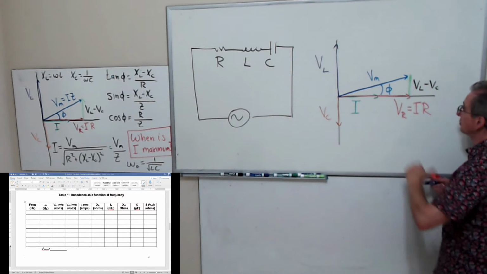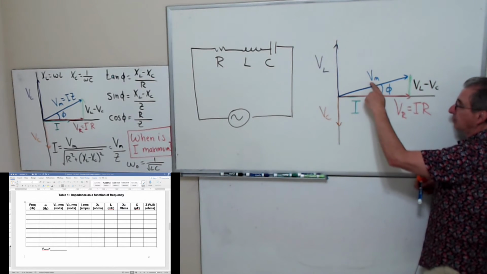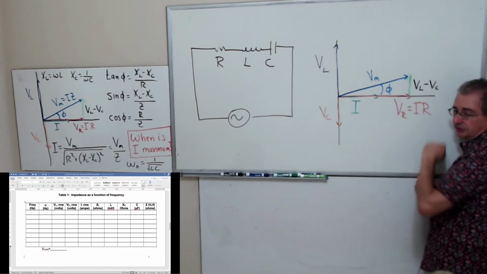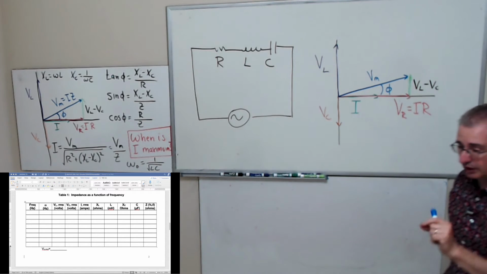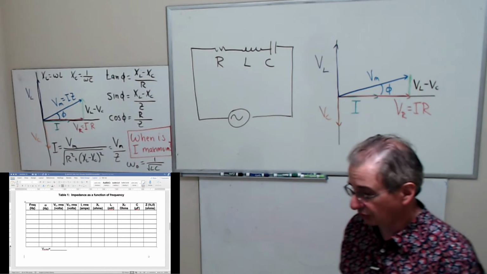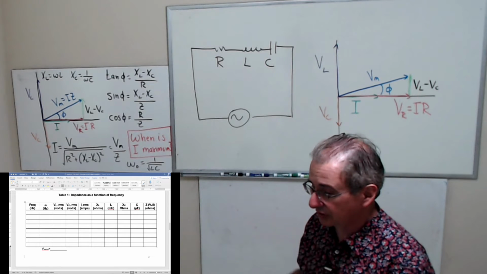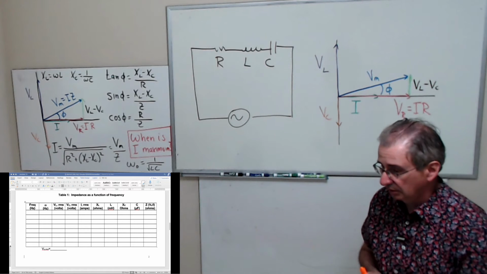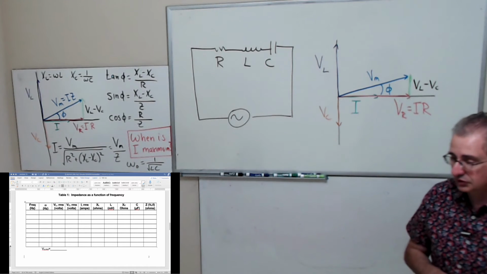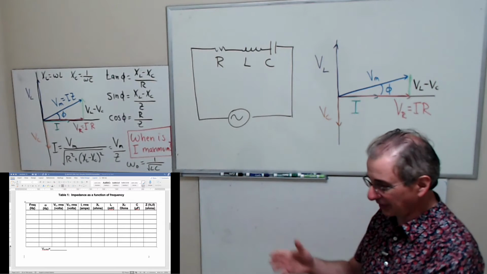And there's the phase angle. That's the phase difference between the voltage from the power supply and the voltage across the resistor. I'm going to show you that phase difference in a minute. I'm going to show you what that means in a circuit, okay? Because you're not going to be able to observe this with your scopes.